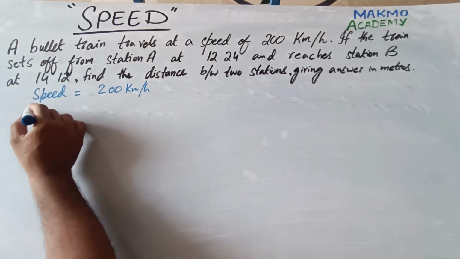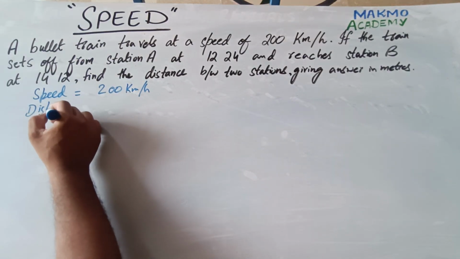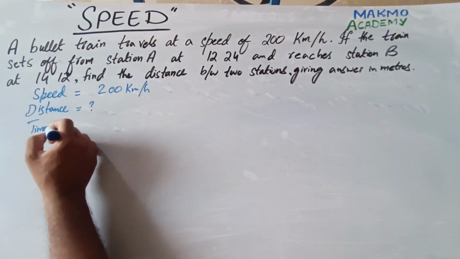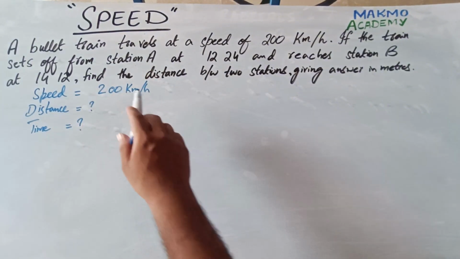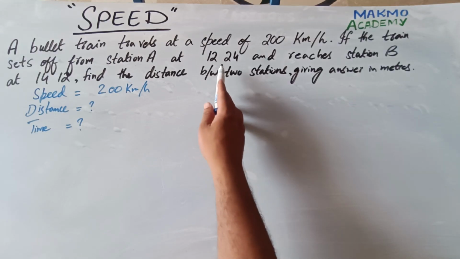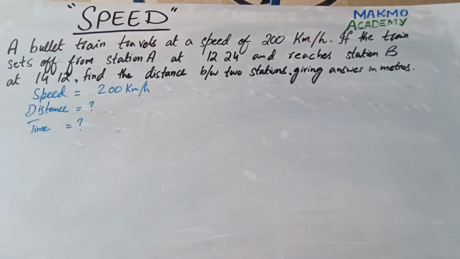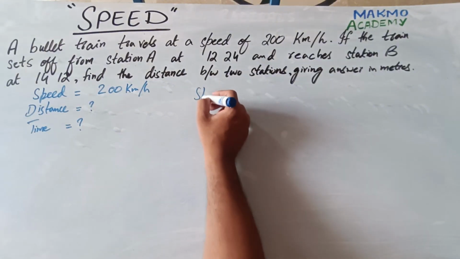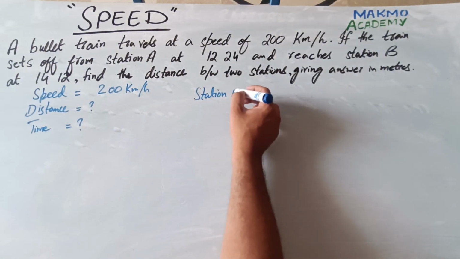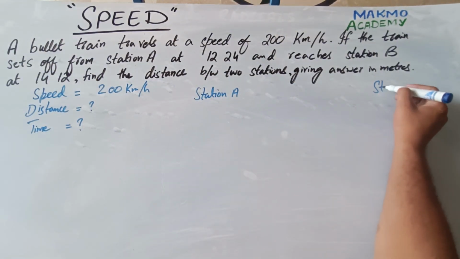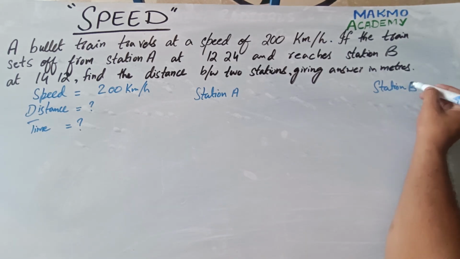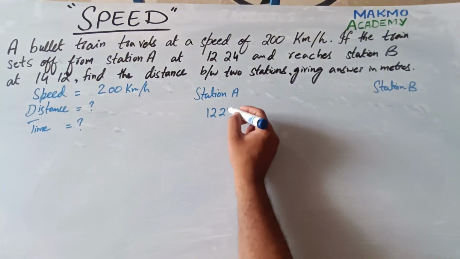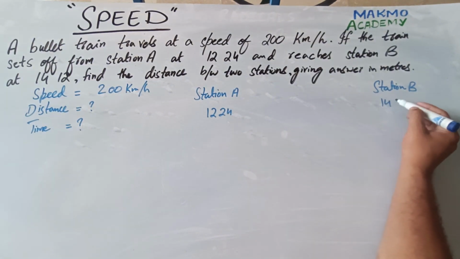Means we need to find out distance, but time is not given. Time is given in form of starting time, the departure time of the train and the arrival time of the train. So we need journey time. So first of all, we need to find out journey time between station A and station B. So train sets off from station A at 12:24 and reaches at 14:12.